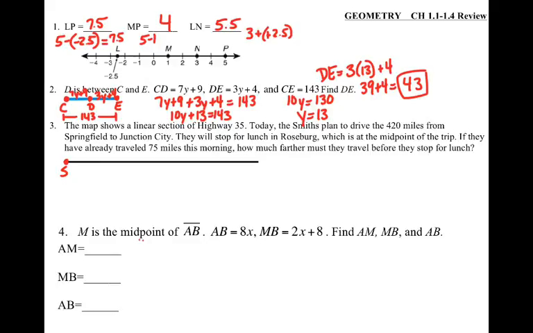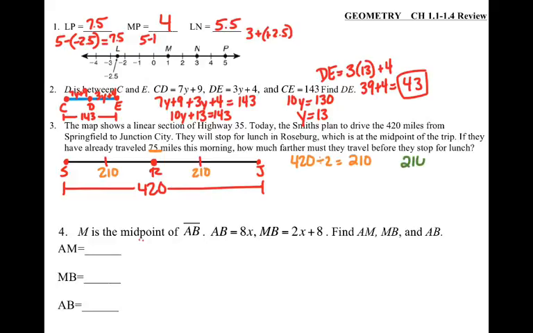Number 3, you're going from Springfield to Junction City, and they're 420 miles apart, and it says that Roseburg is the midpoint. So if it's the midpoint, then it's going to be half of 420, so it's actually 210 miles away. And we've already traveled 75 miles, so we have 135 miles left to travel before we eat lunch.